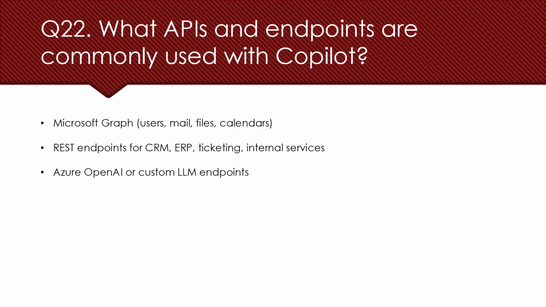Okay, let's move to the next one. Question number 22. What APIs and endpoints are commonly used with Copilot? A very common answer is Microsoft Graph: users, emails, files, calendars, etc. Those are being utilized using Microsoft Graph.